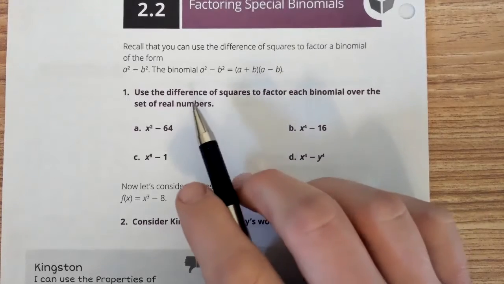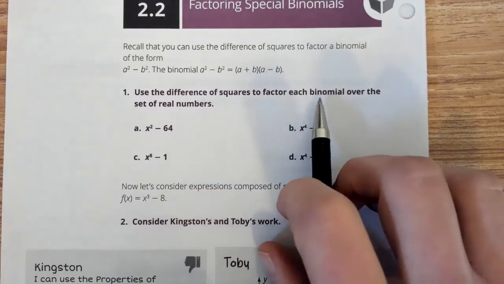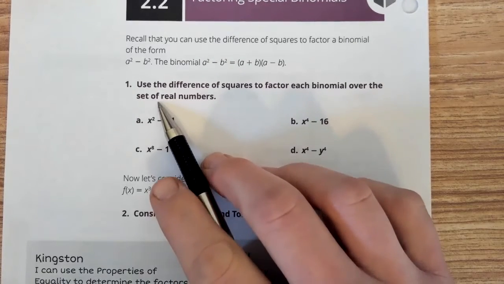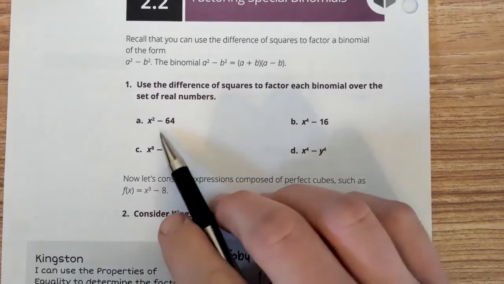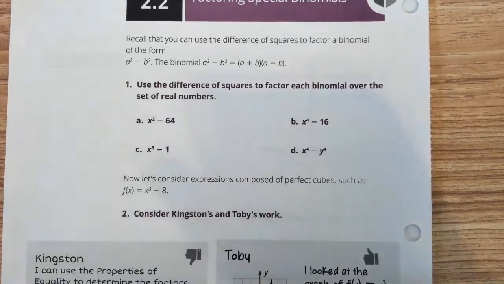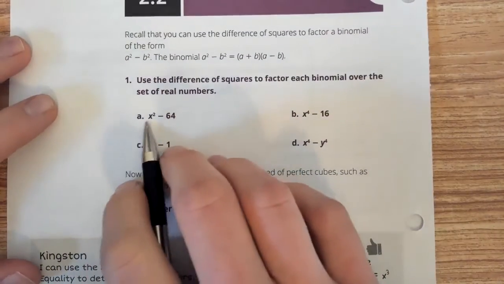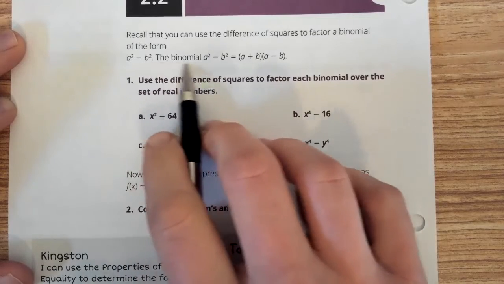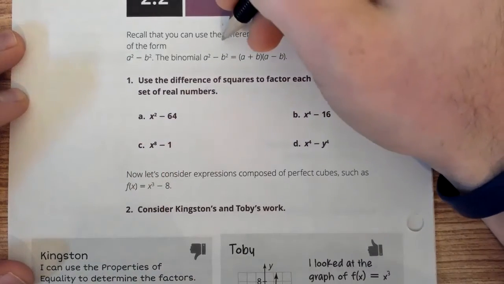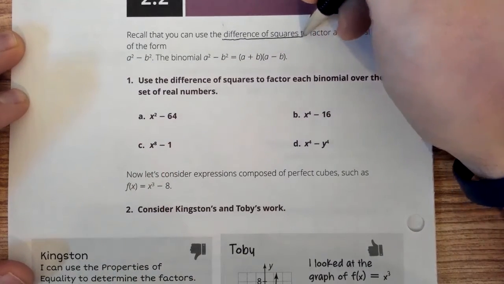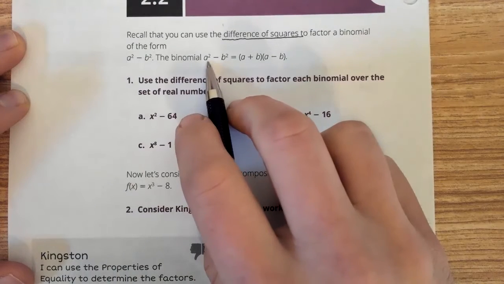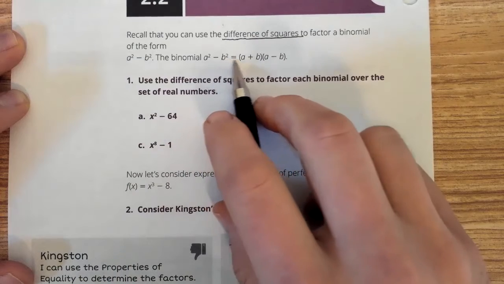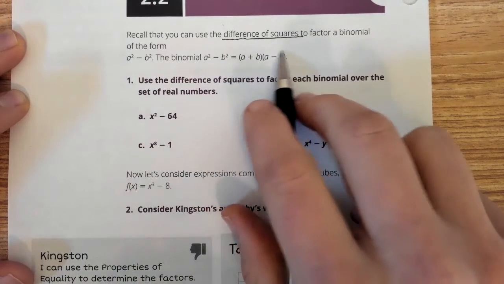For question number one, use the difference of squares to factor each binomial over the set of real numbers. All that means is we're not having any imaginary components to these problems. For number 1a, we're doing x squared minus 64. Again, we're going to use the difference of squares formula that they gave us up here. Whenever we have a perfect square, and then we subtract another perfect square, the factors are equal to this.